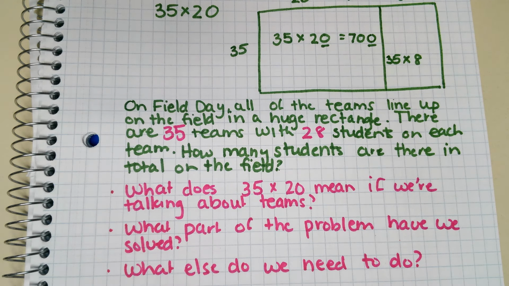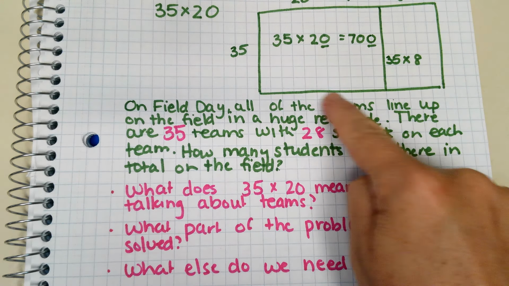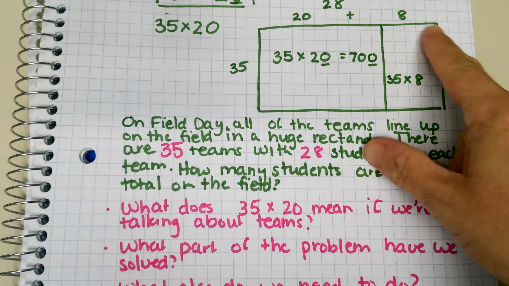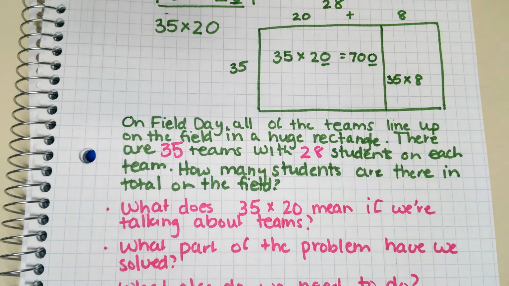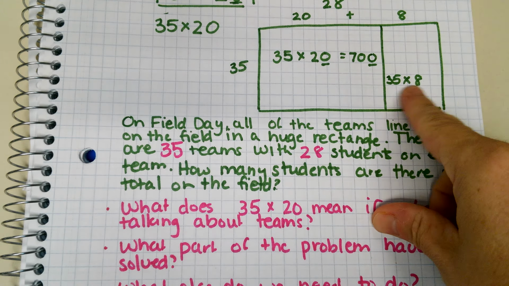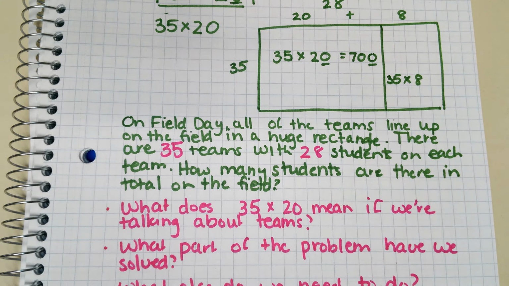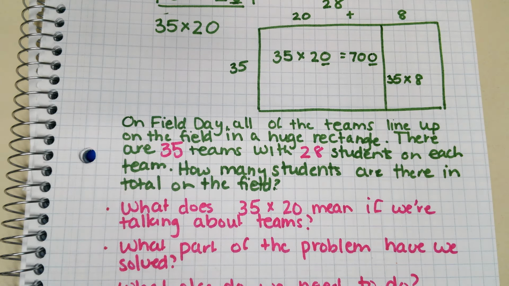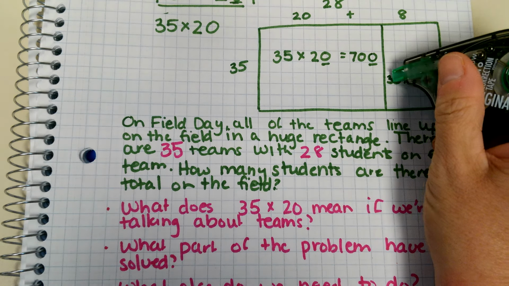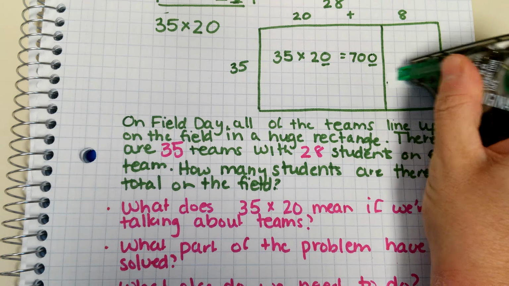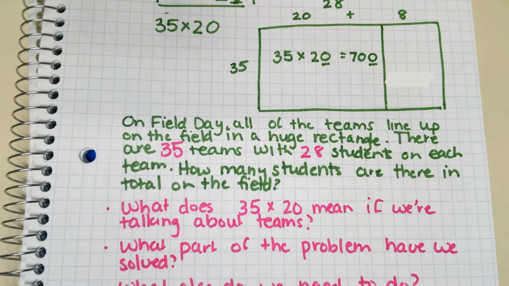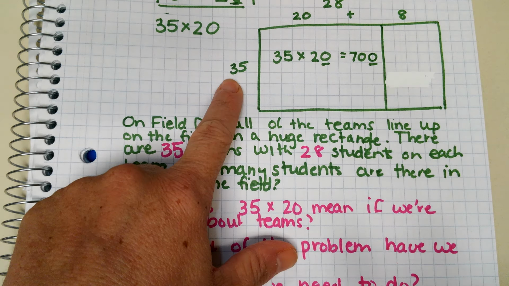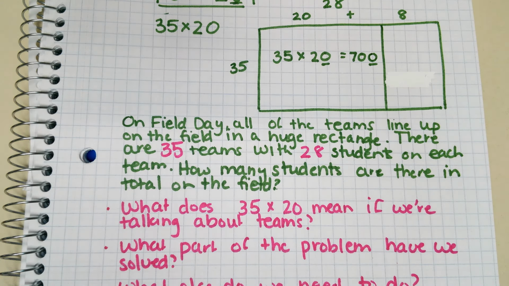I know a lot of people were thinking, well, we've solved this part of our array, and now we need to solve this piece of the array as well. So we have this 35 times 8. Now this is still a rather large number, and it might be difficult for me to multiply. So I'm going to break this down into an even smaller piece. I'm looking at my 35. 35 times 8 feels like a lot for me.